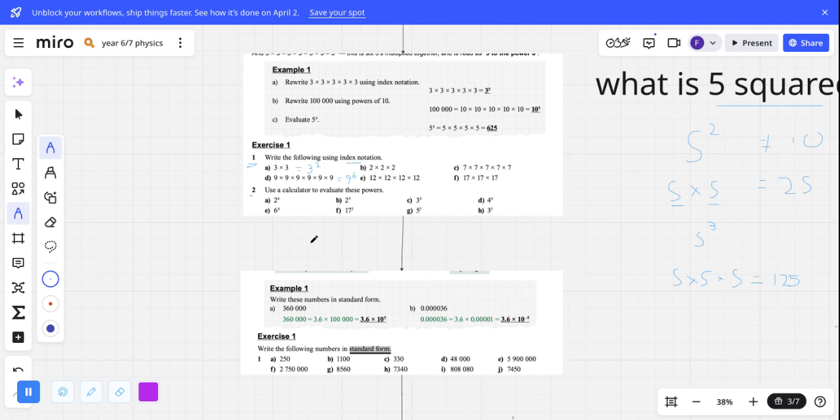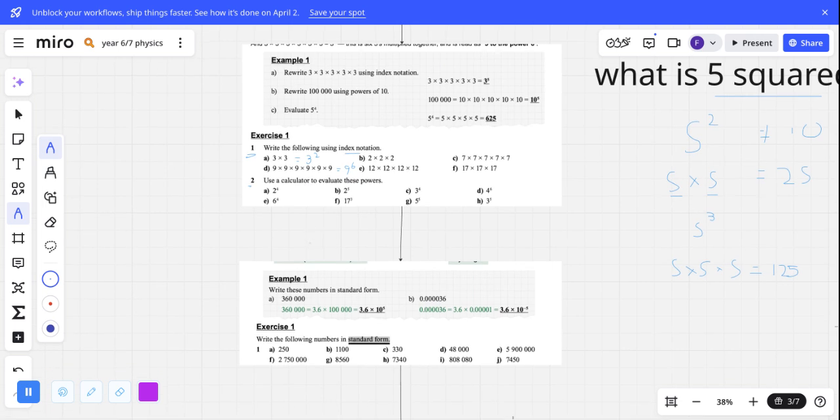Okay. And 6 to the power of 4, you're not working it out. You're just writing it out. 6 times 6 times 6 times 6. And I'm going to need 4 sixes. That's it. All right.